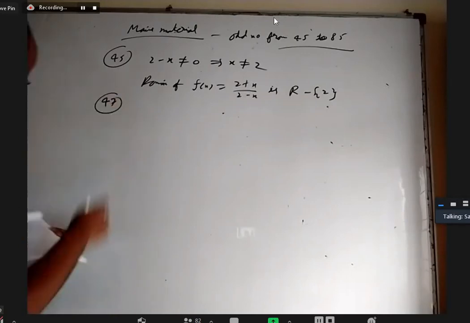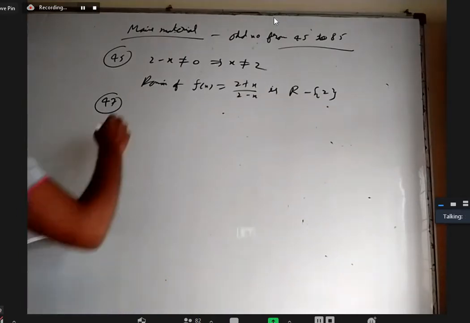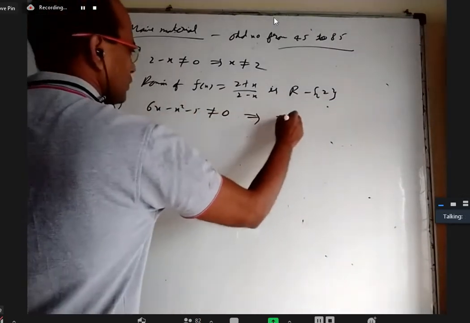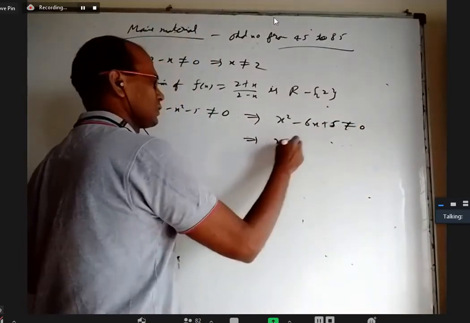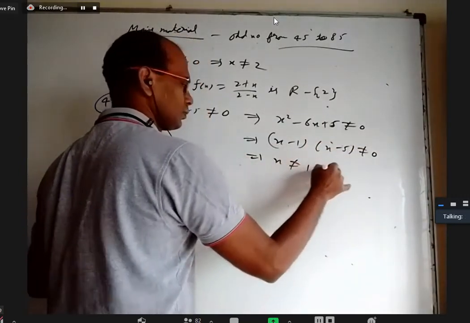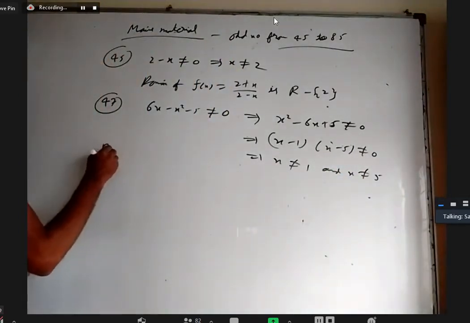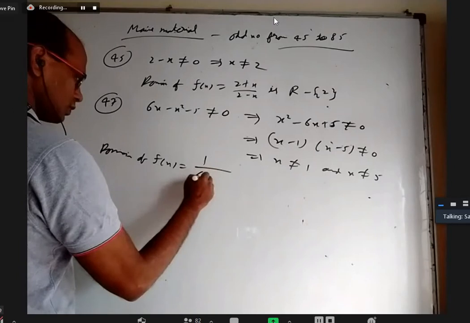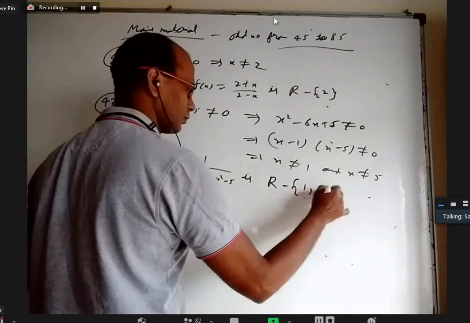Okay, 47, there is no square root and all that. Whenever a ratio is there, there is no square root. Denominator should not be 0, that's all. So 6x minus x square minus 5 should not be 0. X square minus 6x plus 5 should not be 0. (x minus 1) into (x minus 5) should not be 0. X should not be 1 and x should not be 5. So the domain of f of x equals 1 by (6x minus x square minus 5) is all real numbers except 1 and 5.